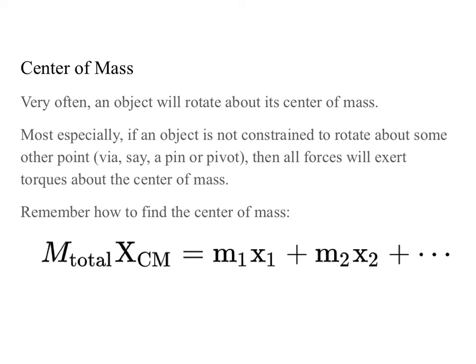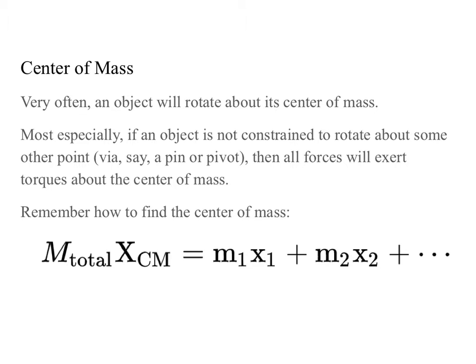Useful factoid for later. Very often an object will rotate about its center of mass. We'll talk about that because it ends up being that the rotational inertia is least about the center of mass, and therefore it is easiest to rotate there. Most especially if an object is not constrained to rotate about some other point, by say a pin or a pivot or a hinge, then all forces exert torques about the center of mass.